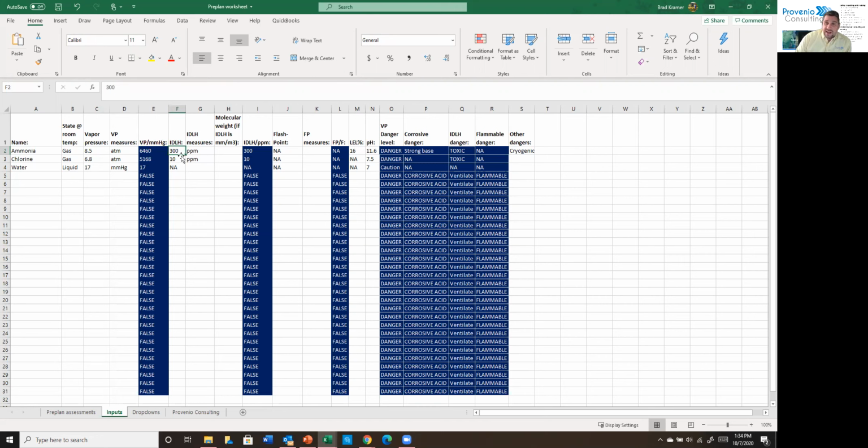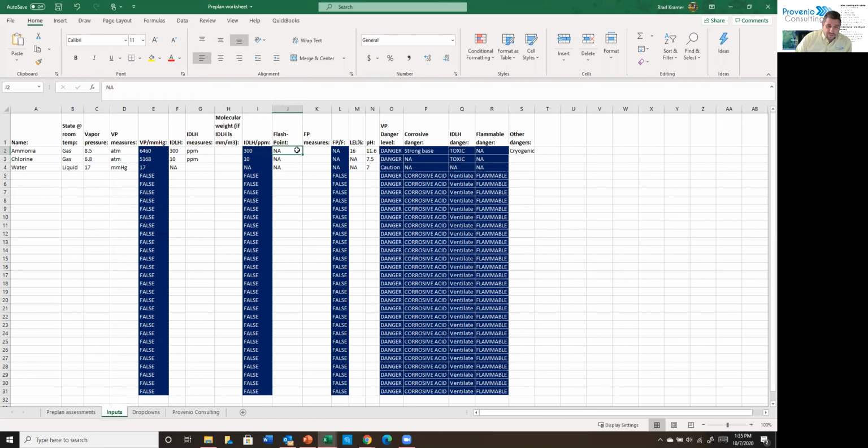Then we put in the IDLH. What's the IDLH? So for ammonia, it's 300. And again, we have a drop-down menu because there's a few different measurements for IDLH. So parts per million. And if it had been measured in milligrams per cubic meter, then we would put in the molecular weight because that's important for the conversion. If it's in, say, parts per million, we don't need that. And it's automatically, again, going to calculate it into parts per million.